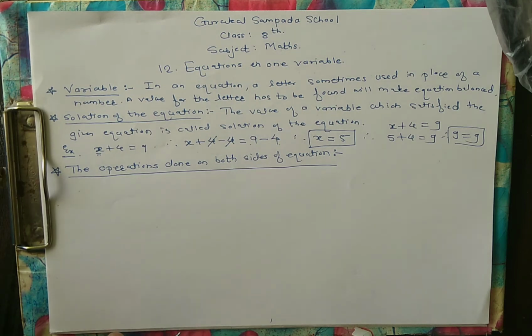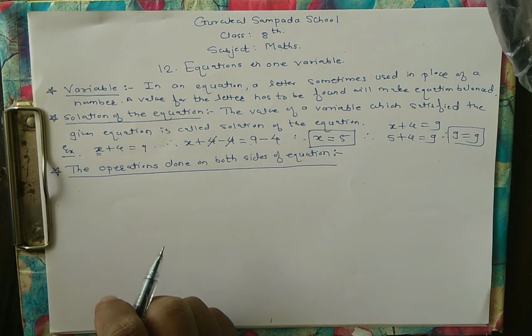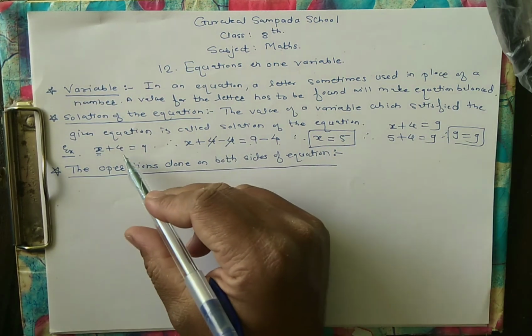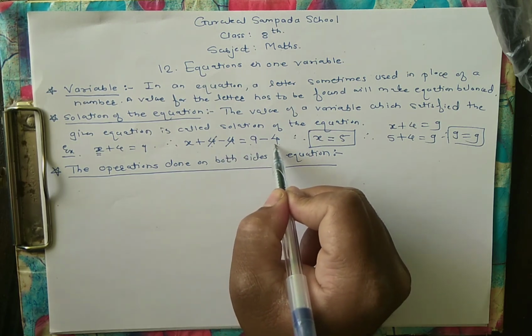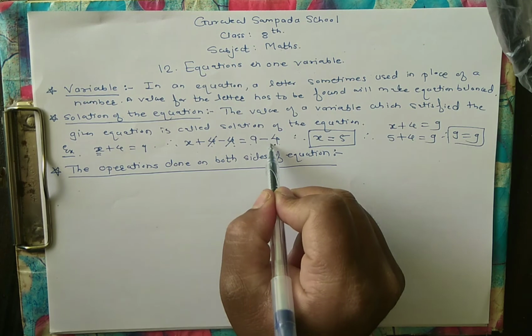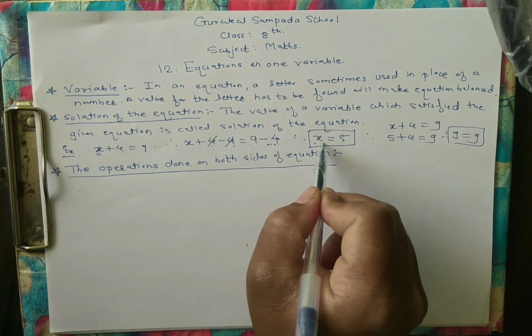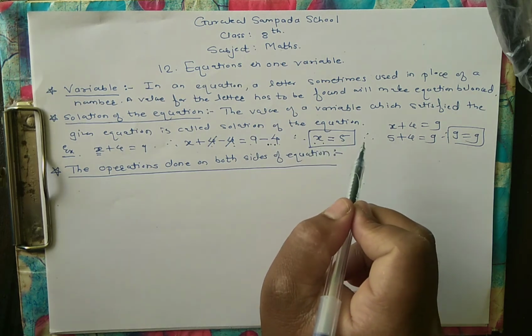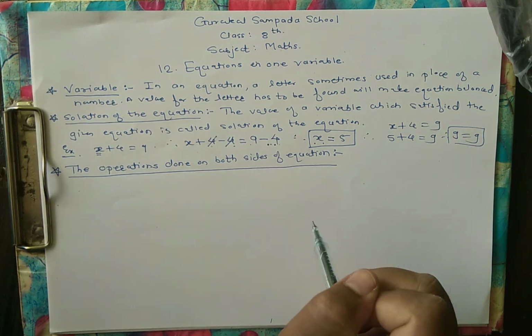We know that solving an equation means finding the solution of the equation. The equation obtained by performing the same operation on both sides does not change its solution. Here, in x plus 4 is equal to 9, from both sides we subtract 4. We are performing the same operation on both sides, so the solution does not change and you get the same answer.